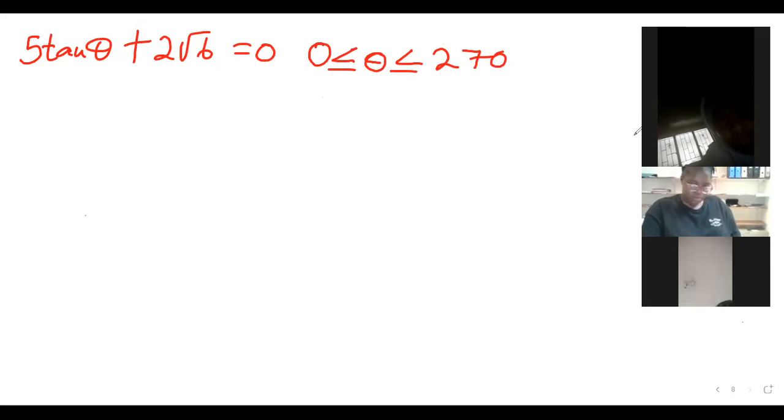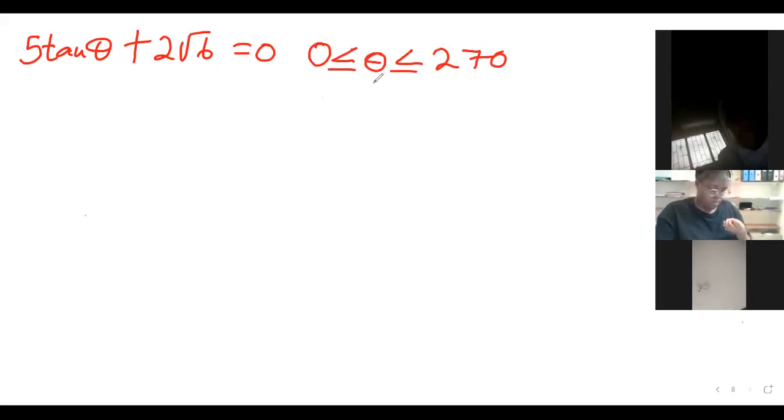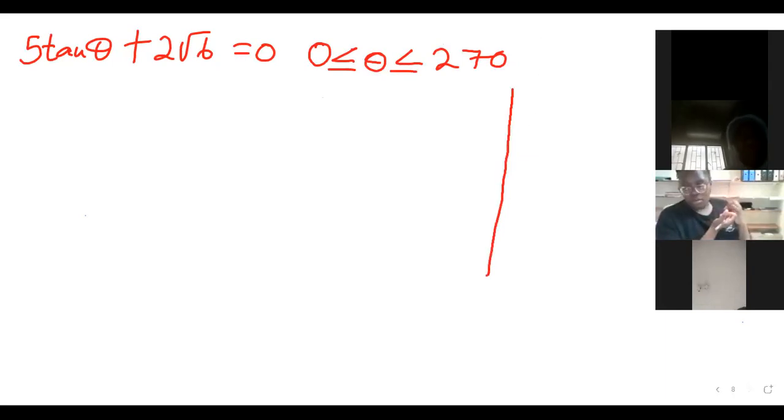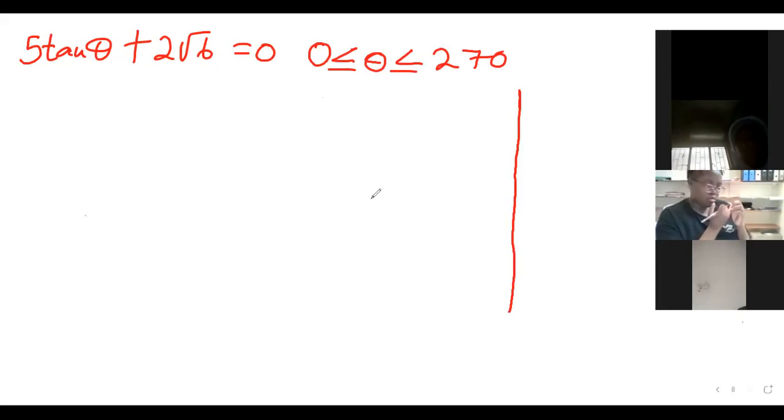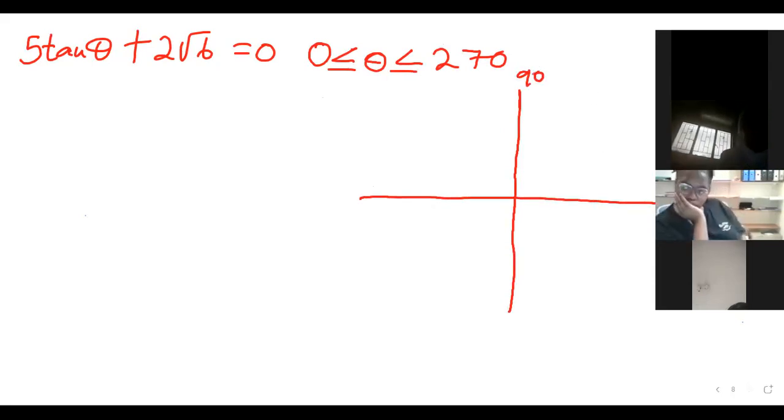Okay. Now let's discuss which quadrants are here. That's the most important thing. That's where students start missing it. Which quadrants lie between 0 and 270? But let me draw my Cartesian plane. There is my Cartesian, with 90, 0, 360, 270, 180.